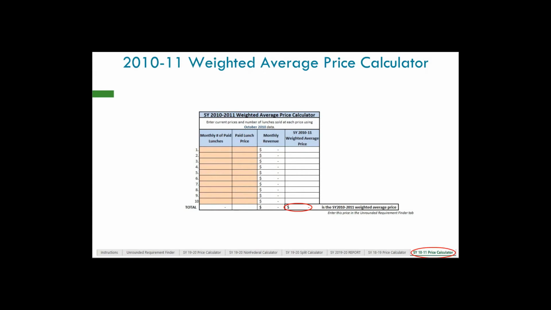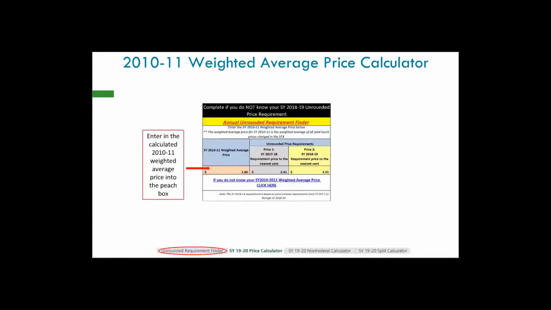And at the very bottom of this calculator, it will have a total. Once all the data is completed, it will give you a dollar amount for your school year 2010-11 weighted average price. You will then take that dollar amount for your 2010-11 weighted average price and enter it back into your Unrounded Requirement Finder tab that was mentioned previously. So in this example, I am using $1.80 for our school year 2010-11 weighted average price.